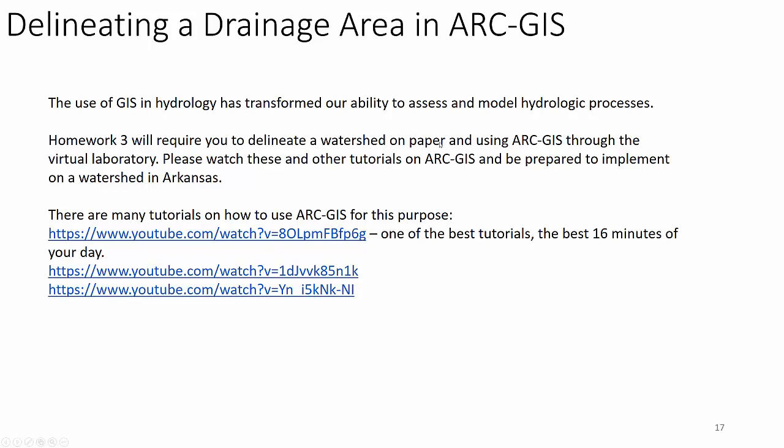Homework 3 will require you to delineate the watershed on paper. Now, we will use ArcGIS through the virtual laboratory, the Citrix server that we have with the Biological Engineering Lab. You need to watch a number of tutorials I provided on how to do this, and then I'll provide a tutorial specifically on the homework. I will give you basically a point-and-click menu for how to delineate a watershed based upon the homework.